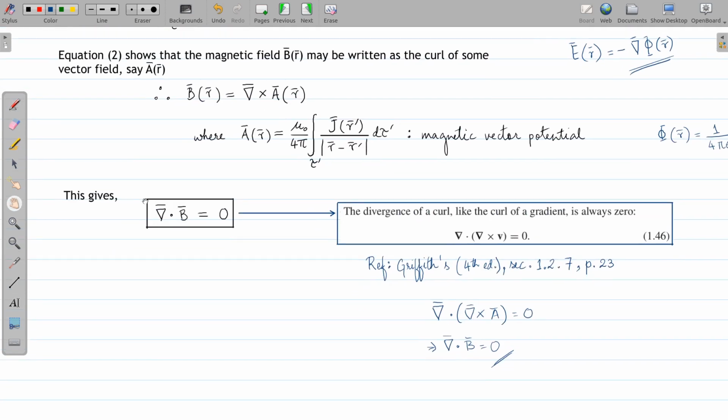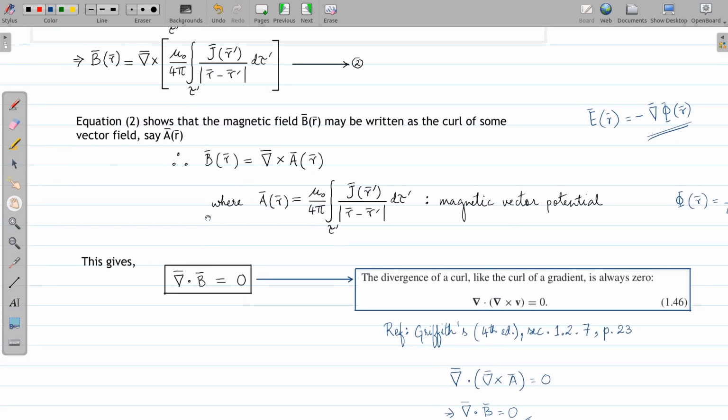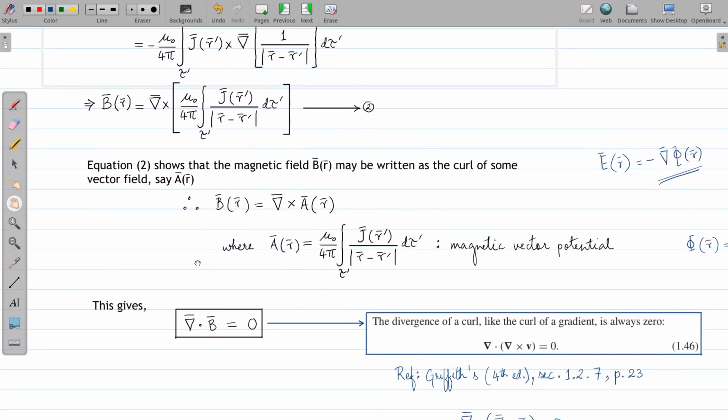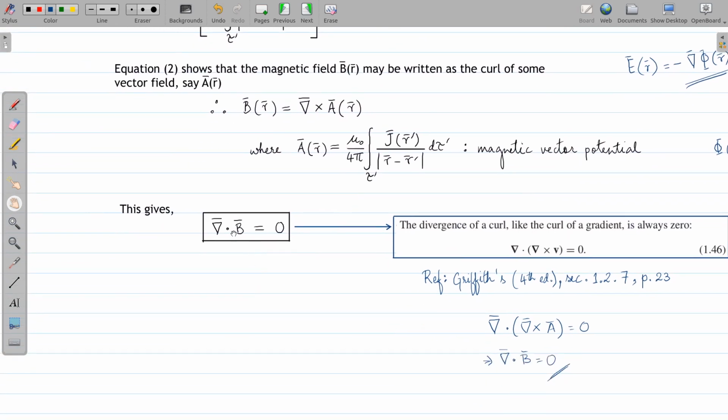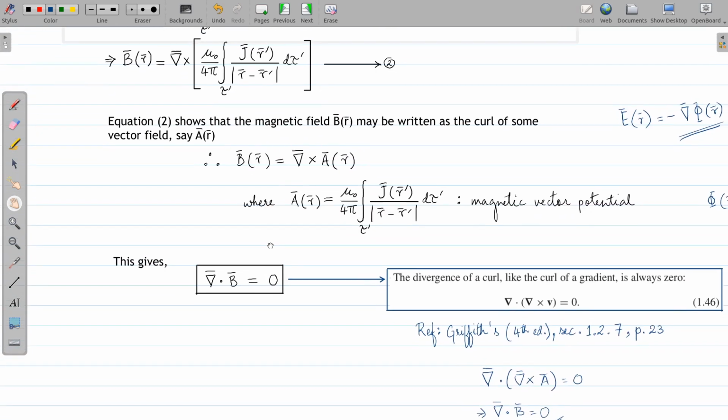So from here onwards, you can interpret this as the absence of magnetic monopoles, or the fact that magnetic field lines don't have any starting or end points. Okay, so you could call this the Gauss law of magnetic fields. So divergence of B is 0.